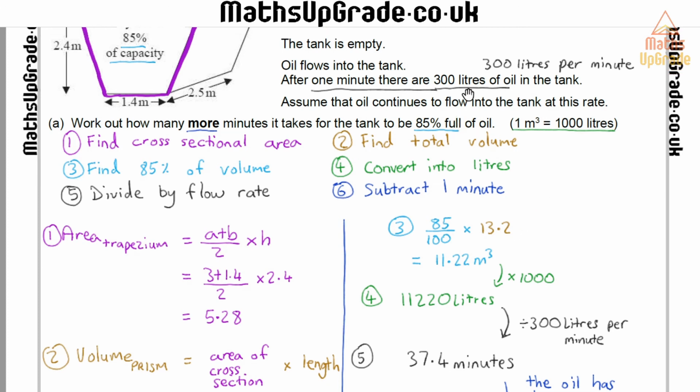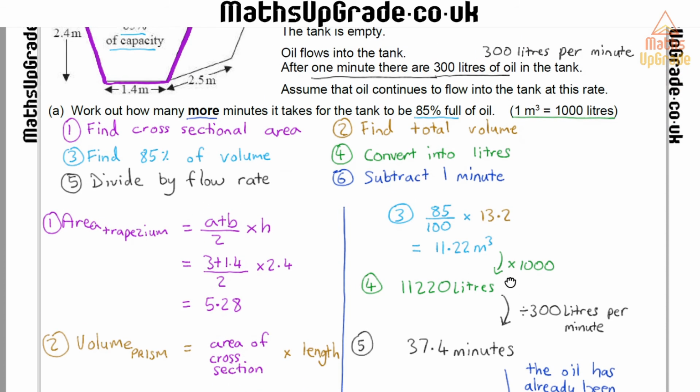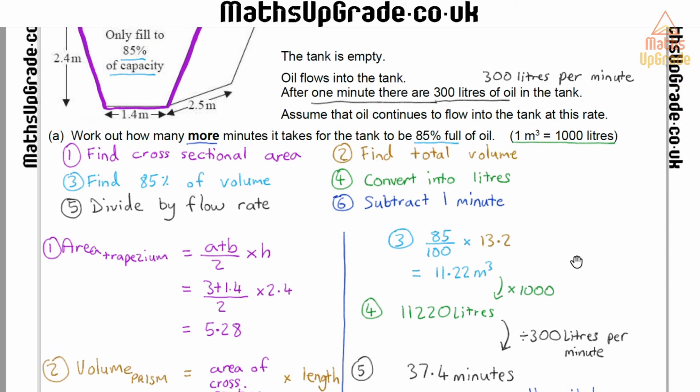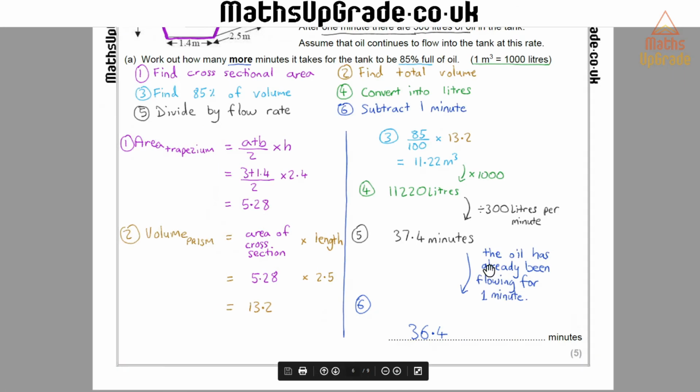Since the flow rate is 300 liters per minute, I can divide that by 300 and that gives me 37.4 minutes. Since 1 minute has already passed, the number of more minutes it will take is 37.4 subtract 1, which is 36.4 minutes.